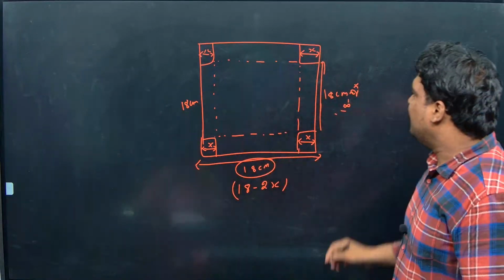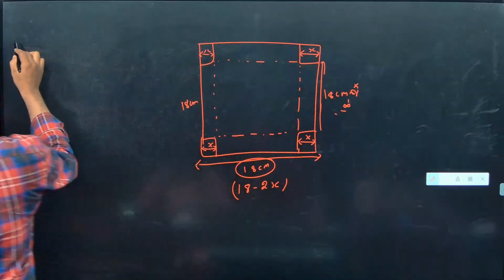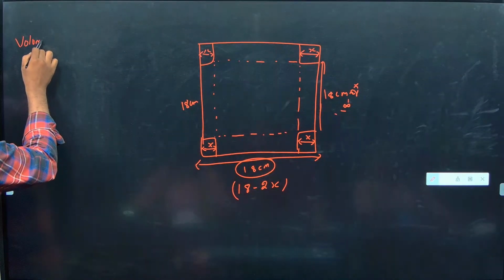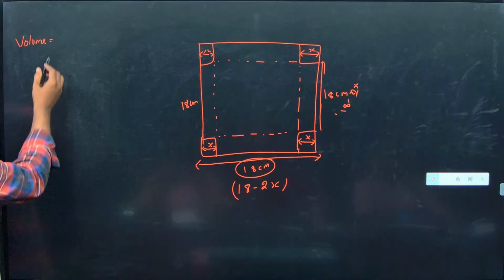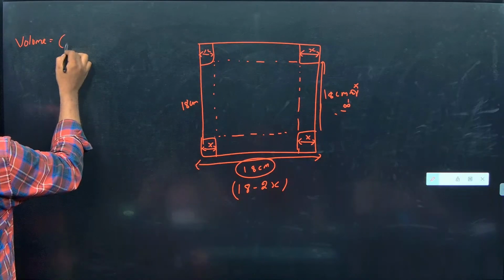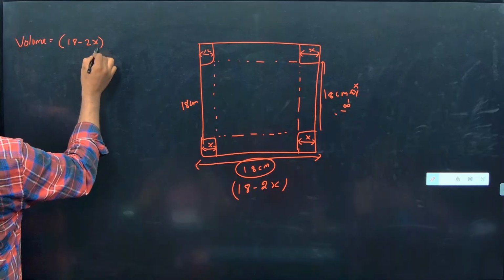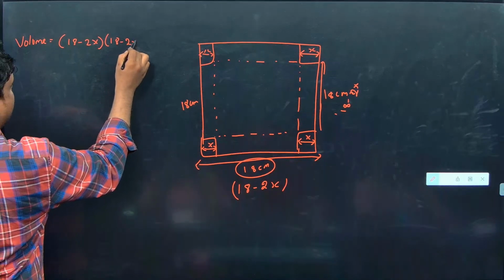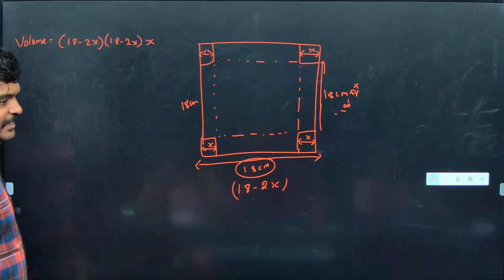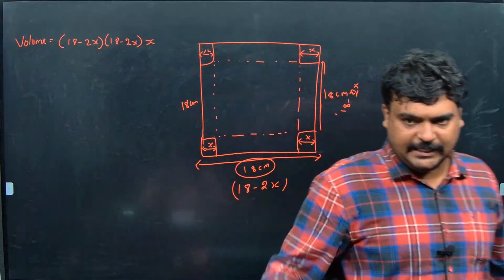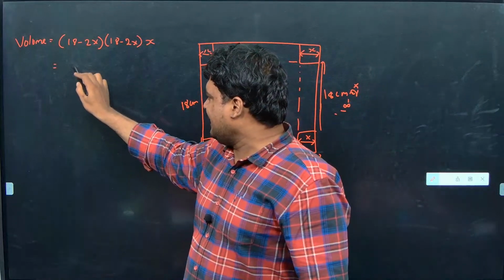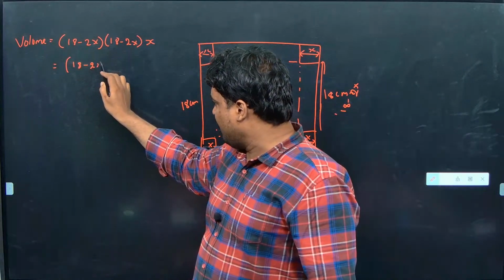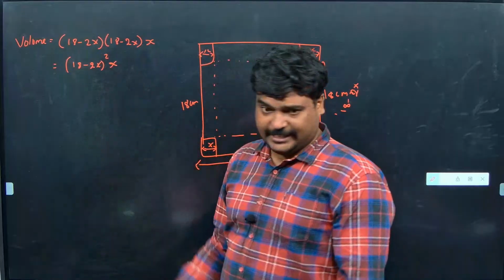ஸோ டு ஃபைண்ட் த வால்யூம், ஸோ இப்போ பாரு நம்ம இது வரைக்கும் ஒன்றும் எதுவுமே கண்டுபிடிக்கல. வாட் வி ஆர் ஃபைண்டிங் இஸ் ஒன்லி f of x. வாட் இஸ் f of x? That is 18 minus 2x into 18 minus 2x into x. Guys, are you getting how I made this function? Now, yes, of course, you can write this as 18 minus 2x the whole square into x.